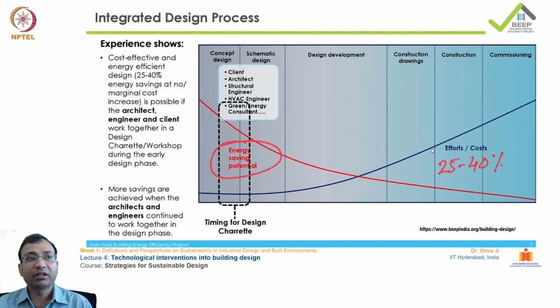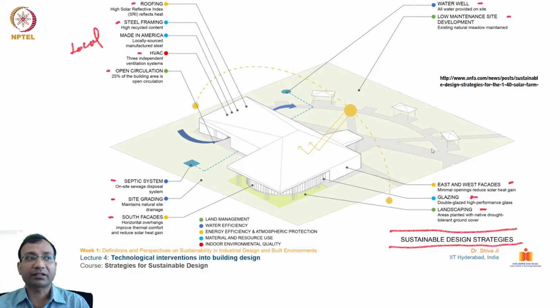Okay, a similar integrated design process is given over here also, from the concept design to schematic design, to design development, up till commissioning. There is always this potential which is shown over here: 25 to 40% saving potential is observed. So it's a huge potential for energy conservation and reduction of the overall impact. And what are those places where these strategic interventions can be made?